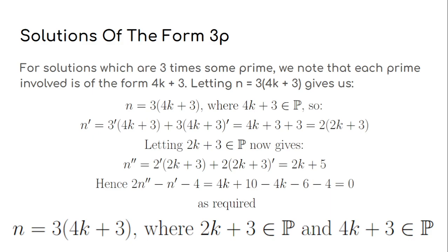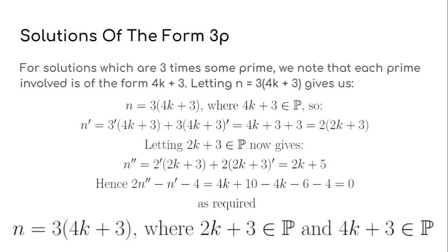So we now write n is 3 times 4k plus 3 for some natural number k, such that 4k plus 3 is prime, for which we can compute the derivative easily. We get n prime is 3 times 4k plus 3 all prime, which ends up being 3 prime times 4k plus 3 plus 3 times 4k plus 3 prime. Both of the things we're taking the derivative of here are prime, so they just turn into 1s. So that ends up being 4k plus 3, which is 4k plus 6.